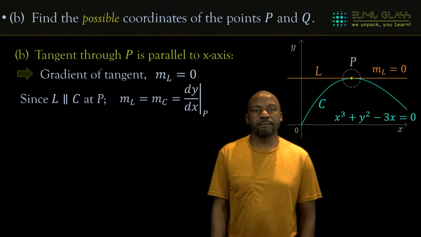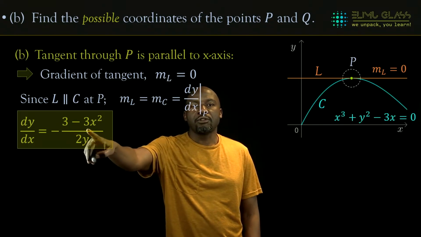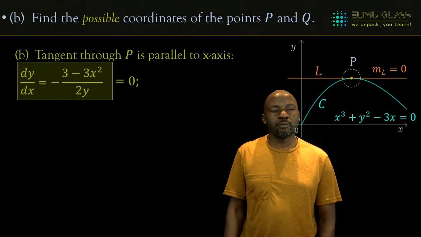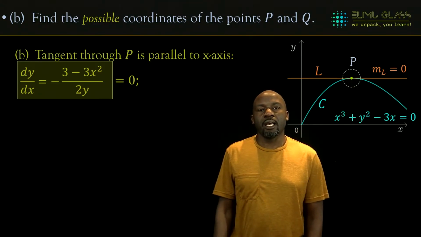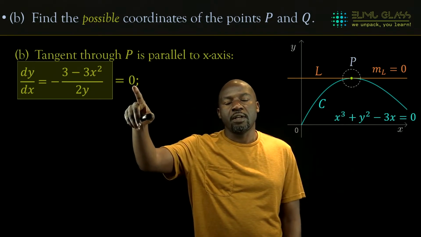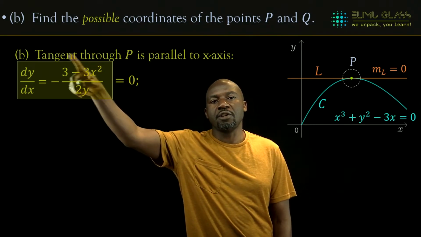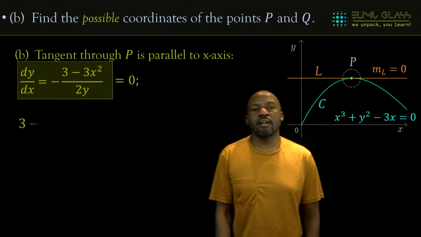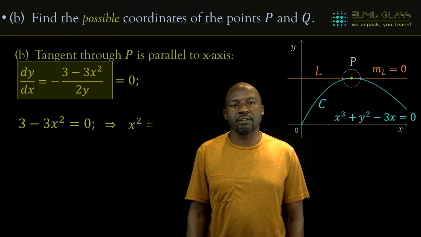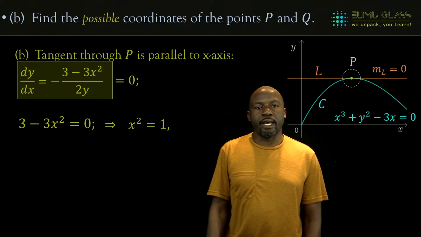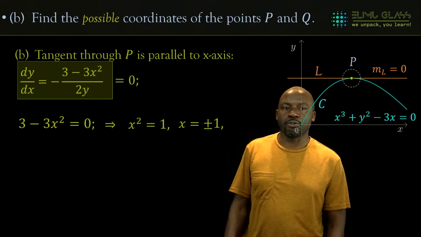And therefore, we found the gradient of our curve by that. This is our result from part A. And so this has to be equal to 0. It has to be equal to 0 at that point there. Okay? And so if this equals 0, then the only way that this expression is equal to 0 is that the numerator is 0. So we can directly write that 3 minus 3x squared equals 0. If we rearrange that and solve, we find x squared is 1. And so the possible values of x are -1 and +1.